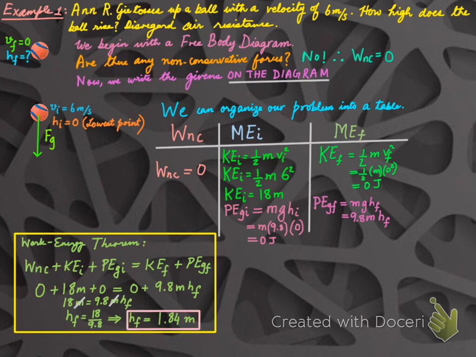Let's do another example. Now, before I go there, there's a note that I want to make. If we had considered air resistance, then the work done by the non-conservative force would not be zero. Here's a question for you. Would the ball have risen as high or to the same height?